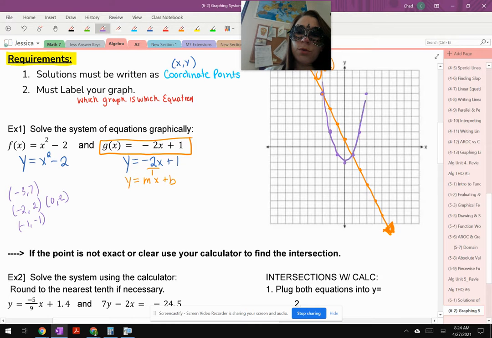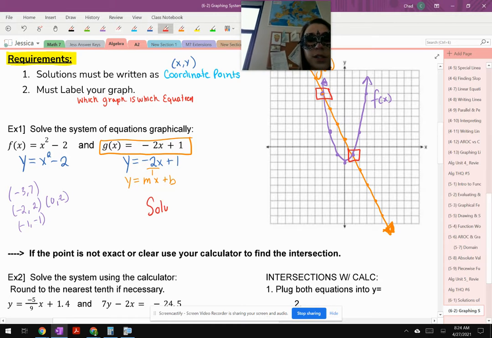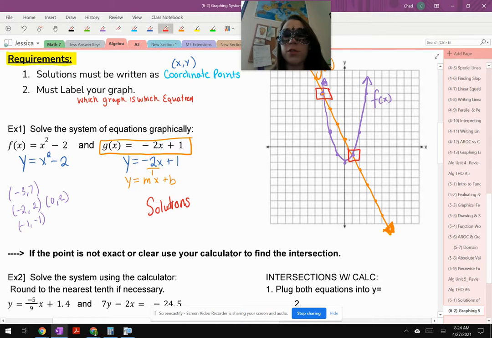And swoop, swoop, swoop, swoop, swoop. Label that guy with a nice f of x, and then go ahead and just use that to state those points of intersection. So notice here we have 2 solutions, not just 1, because we have 2 points of intersection.